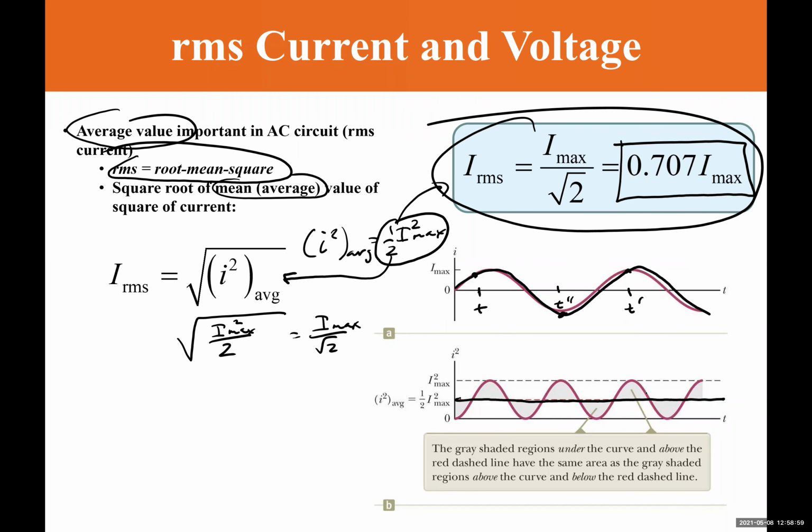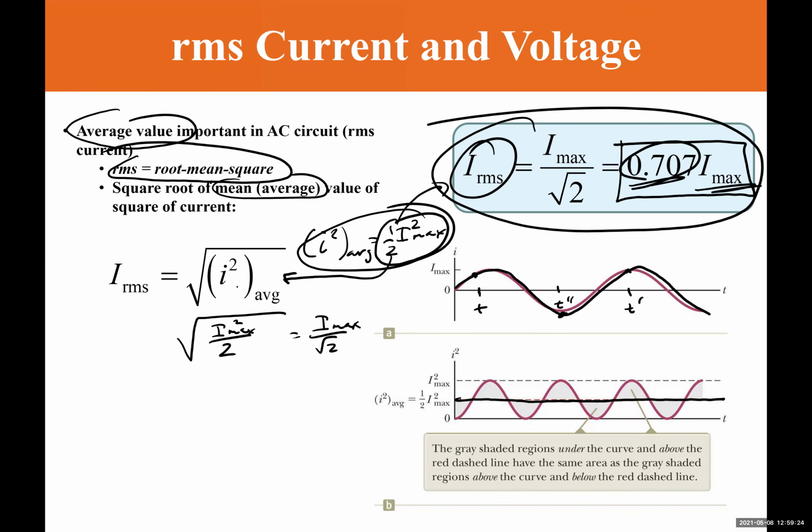And every time we need, let's say, the instantaneous current or something like that, if I know the RMS value, then I can use that to calculate the maximum current. Because if I take this and divide by 0.707, that gives me I max. If I have I max, then I can use that to get the instantaneous current or average current or something like that, and do some calculation.